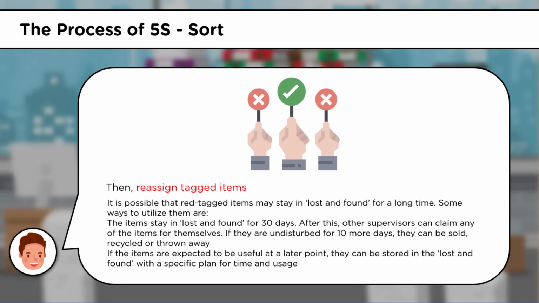Here are a few things you can do with them. After 30 days of staying in lost and found, supervisors from other departments can claim the items for themselves. If they stay undisturbed for 10 more days, they can be thrown away, sold, or recycled. If these items are expected to be useful at some other point, they can be stored in lost and found with a specific plan for the time it's expected to be used.